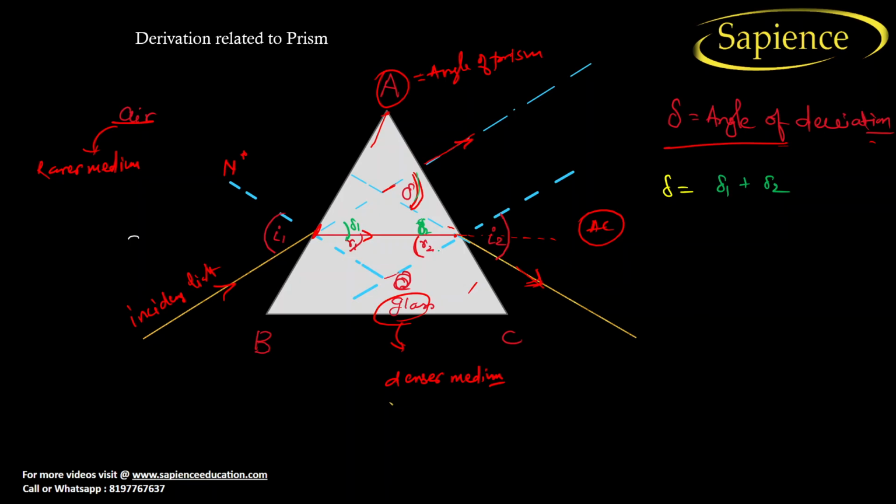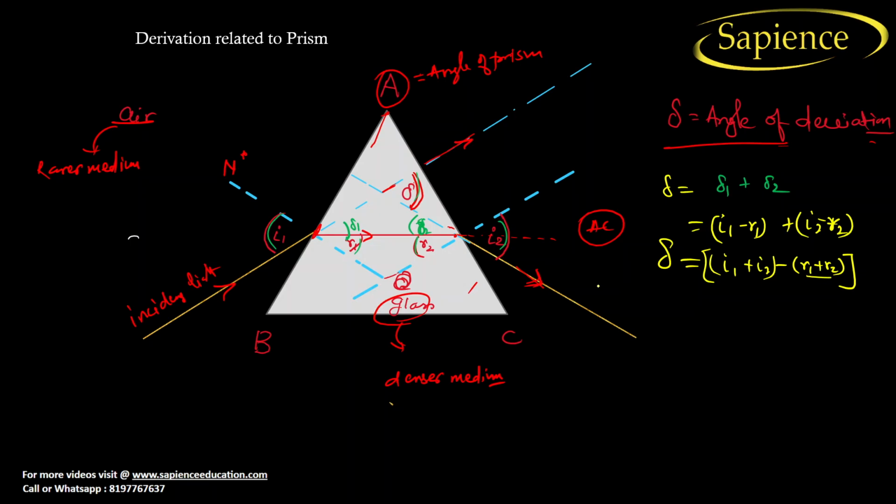Now delta 1 is how much? See here, this is delta 1, this is R2, and the whole angle is I2. This is delta 1 and R1, and the whole angle is I1. So delta 1 can be written as I1 minus R1, and delta 2 is equal to I2 minus R2. Got it? Now when we add these, we get I1 plus I2 minus (R1 plus R2). So this is known as the angle of deviation.